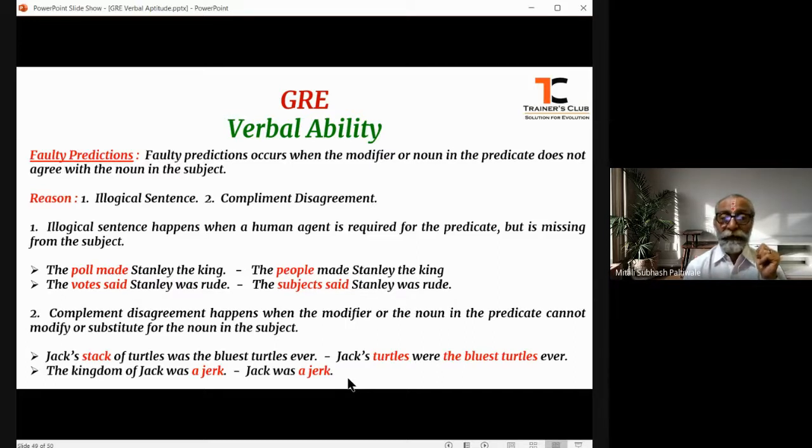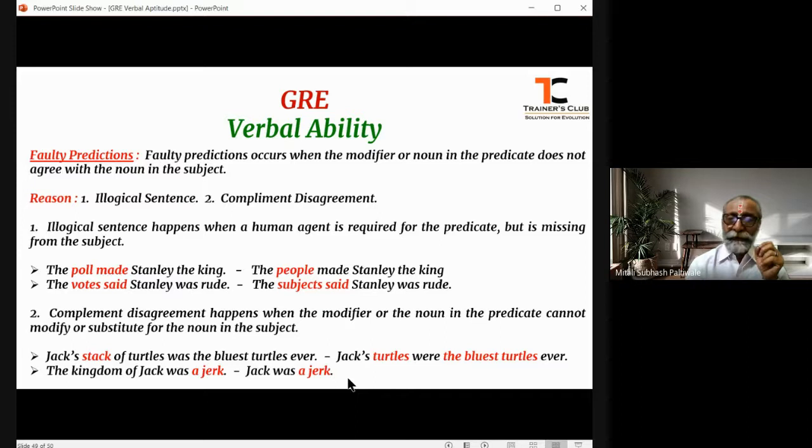So what are the reasons? One is the illogical sentence. If the sentence is not logical, then a faulty prediction occurs. Or if the complement is having a disagreement. How will we see it now?